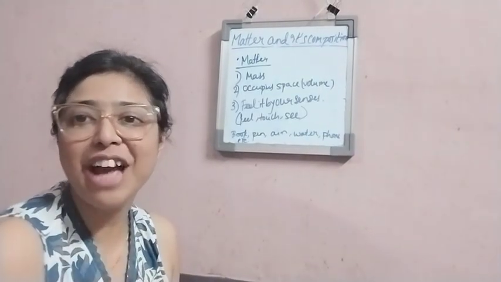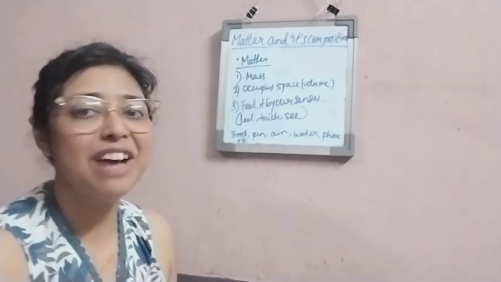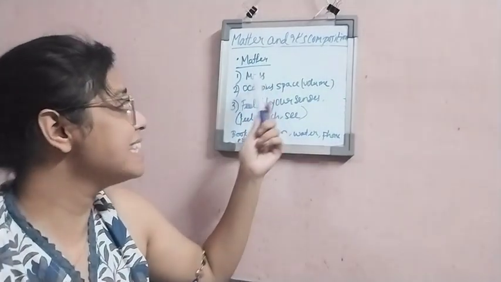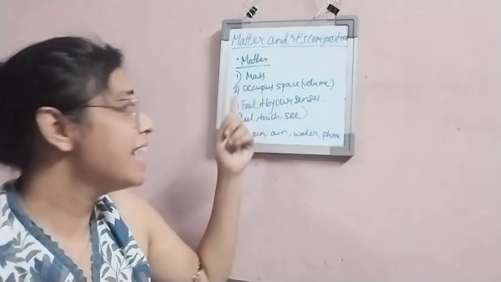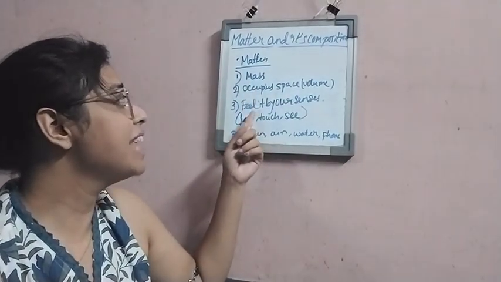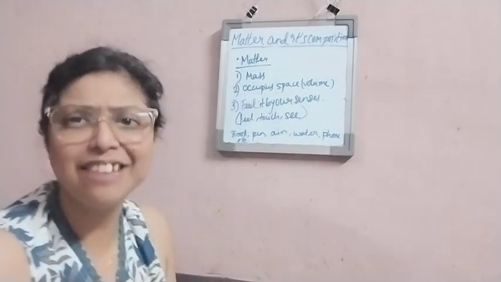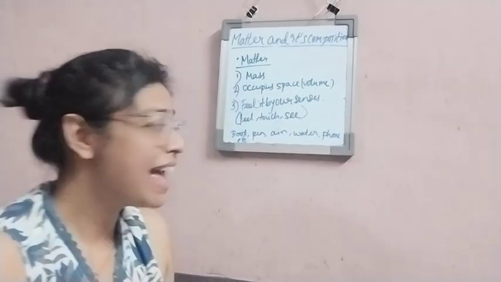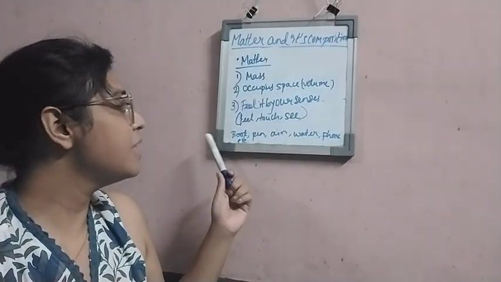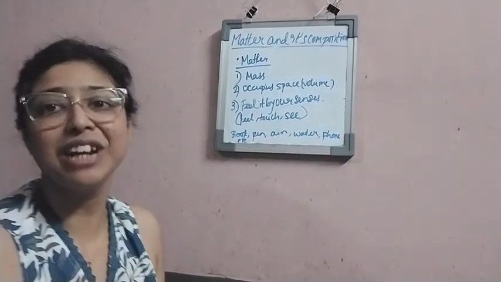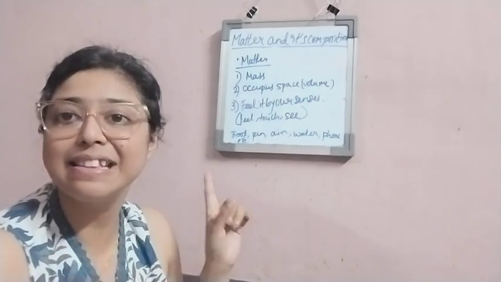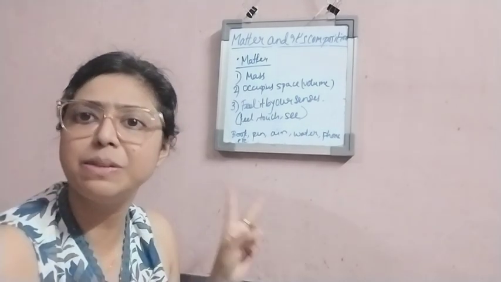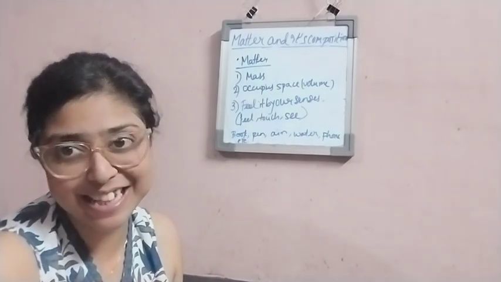So what we have learned in today's class is about matter. Matter has these three properties basically. Number one, it has a fixed mass, it occupies some space, and we can feel it by our senses, like feel, touch, etc. Some examples of matter are book, pen, air, water, phone, etc. So matter has three properties: a specific mass, it occupies some space, and we can feel it by our senses.